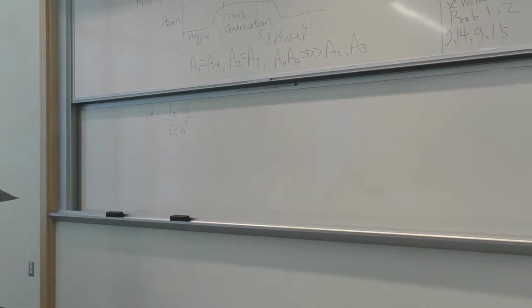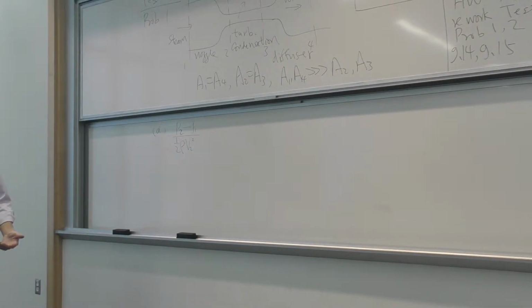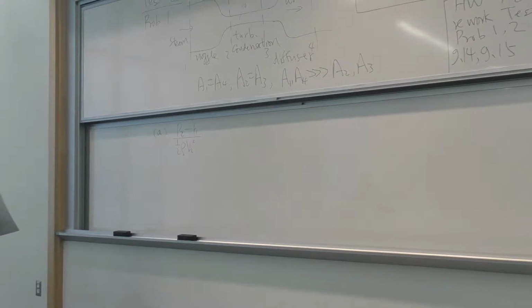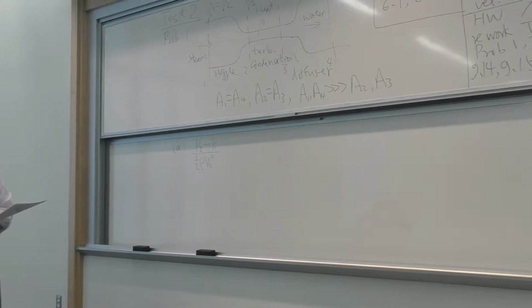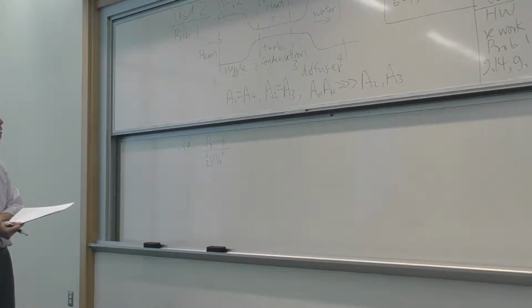And what you are asked for, in 4 parts, is the pressure difference between each section: 1 to 2, then 2 to 3, then 3 to 4, and then finally from 1 to 4. All right? So let's dive in. What would you do between section 1 and 2?